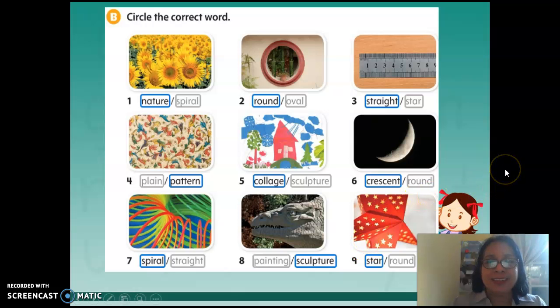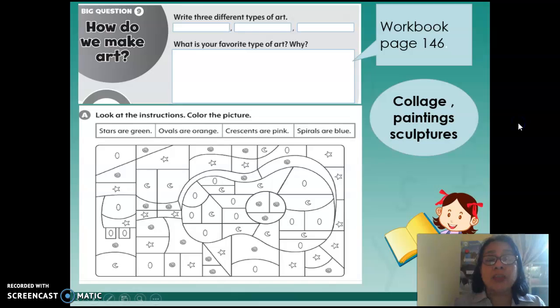Very good. Let's continue. You will open your workbook on page 146. Please open your workbook on page 146. The big question for this is, how do we make art? How do we make art? Remember that we can make art in different types, in different forms.